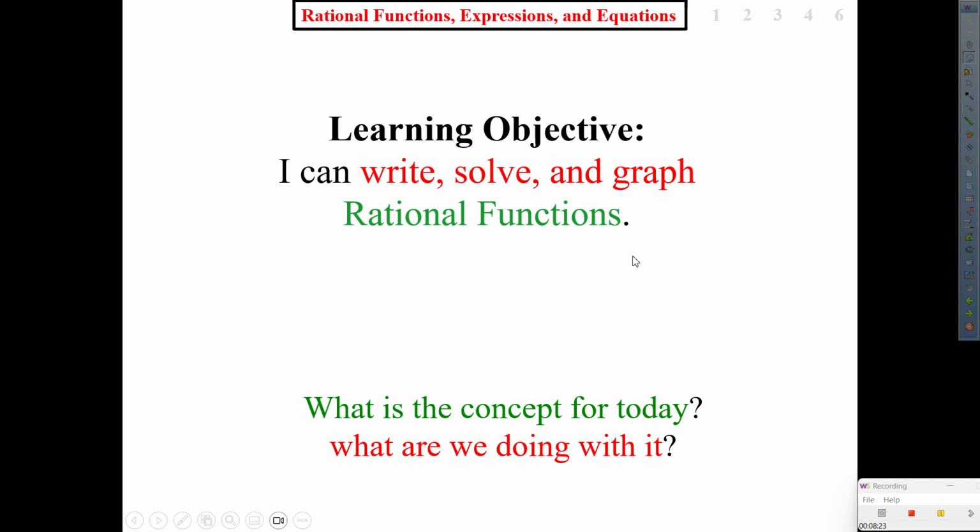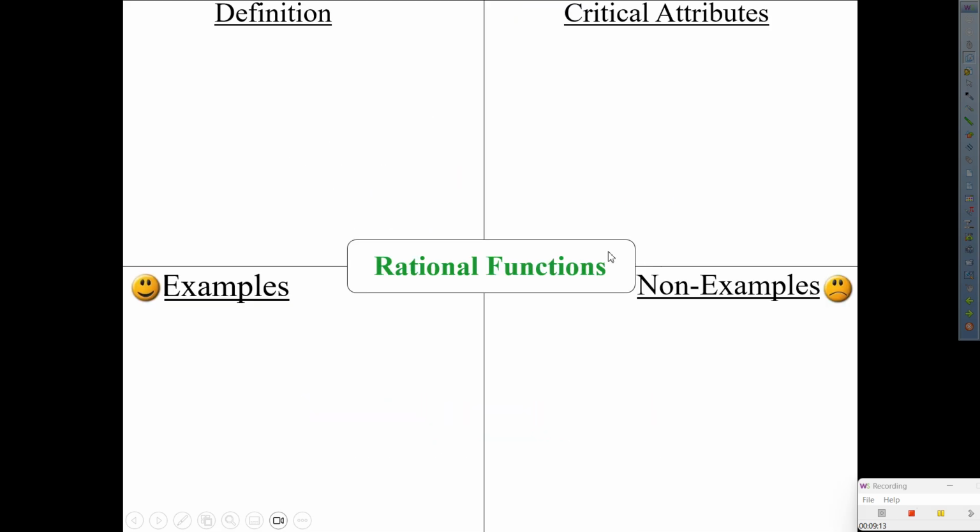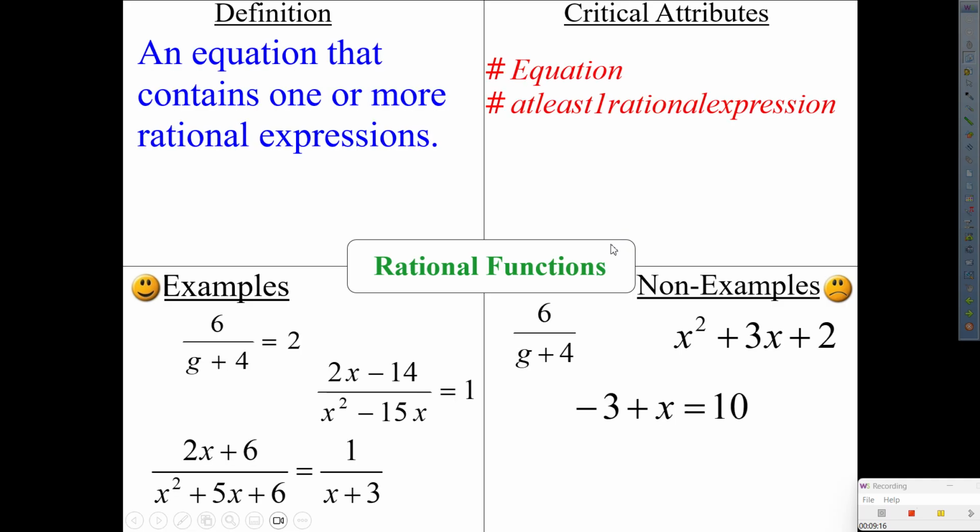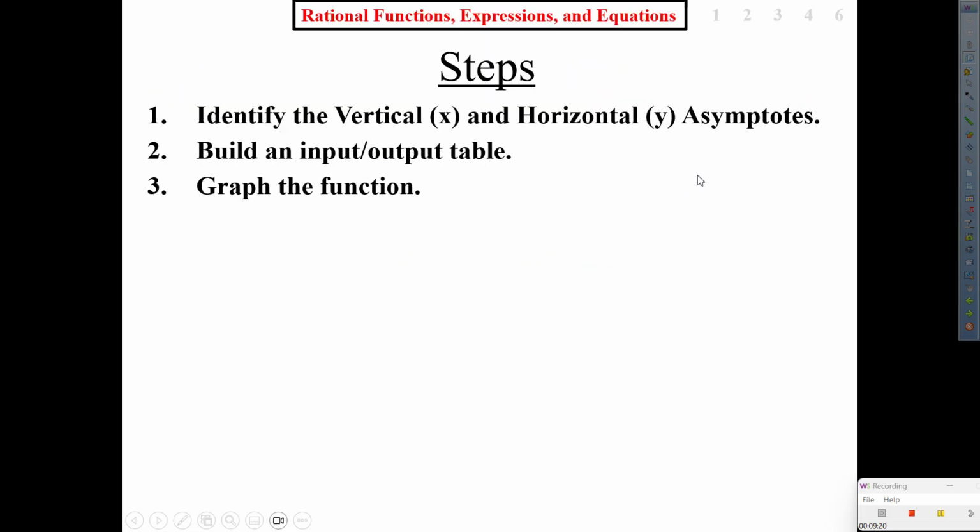Rational functions? Fractions? And equal signs. Very good. Fractions and equal signs. That is correct. Bless you. So we've been graphing and transforming functions using those steps. Today, we're adding a couple more steps.